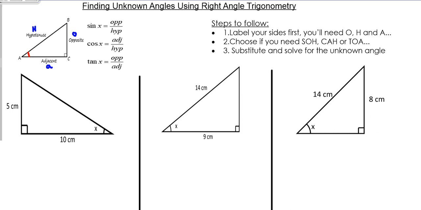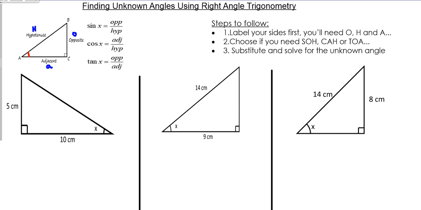Hi all, and welcome back to another episode with Maths with Mr. Mitchell. Today we are going to be finding any unknown angle in a right angle triangle using the three basic right angle trig functions, and that's sine, cosine, and tangent ratios.